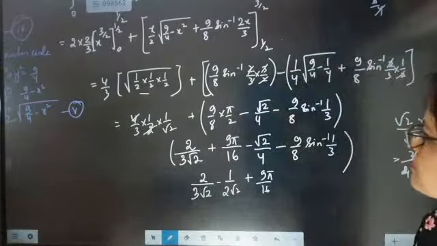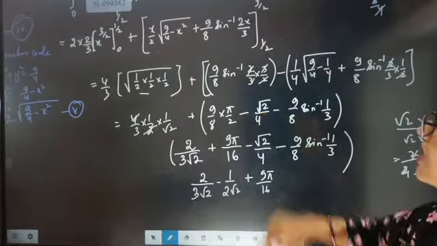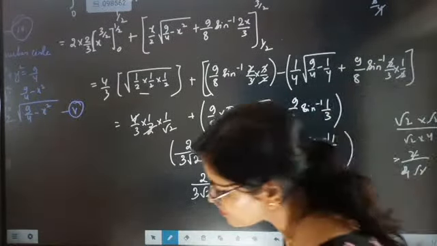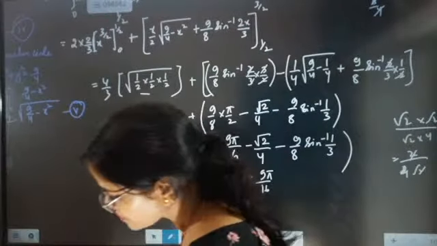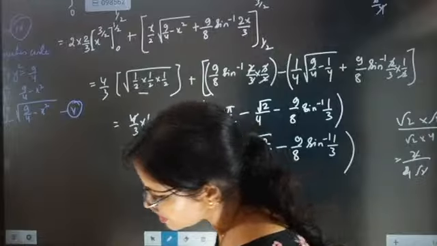Okay. Pi by 2, sin inverse 1 is coming as pi by 2. Sin inverse 1 is coming as pi by 2. Did you get the same answer, beta? Did you get the same answer?